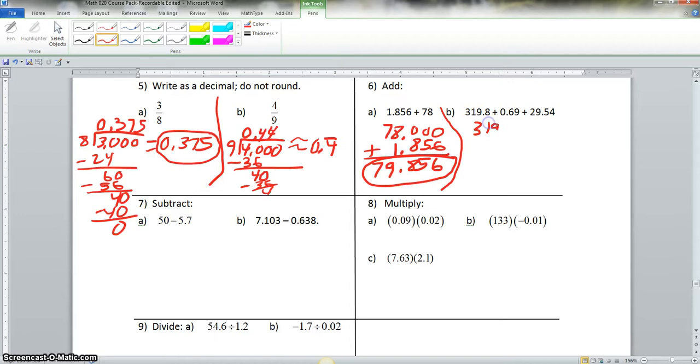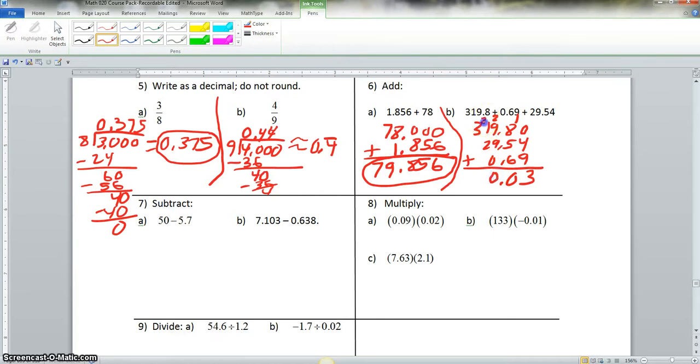Now we have 319.8. I will write this 29.54 next. And then we have 0.69. Now 0 plus 4 is 4, plus 9 is 13. Carry a 1. 1 and 8 is 9, plus 5 is 14, plus 6 is 20. So you bring down your 0, bring your decimal, carry your 2. 2 and 9 is 11, plus 9 is 20, plus 0 is 20.